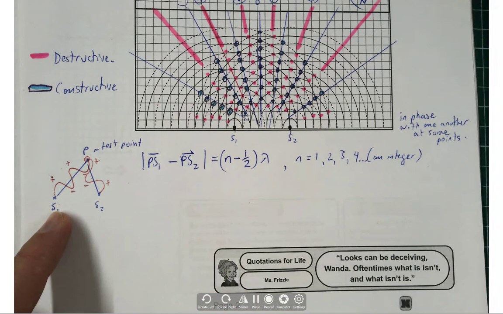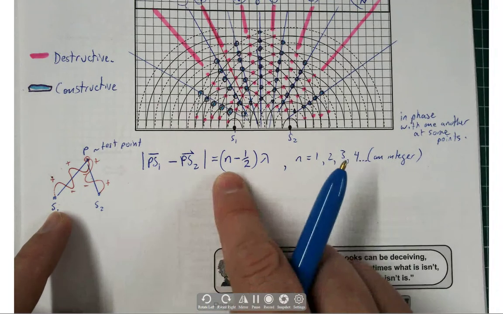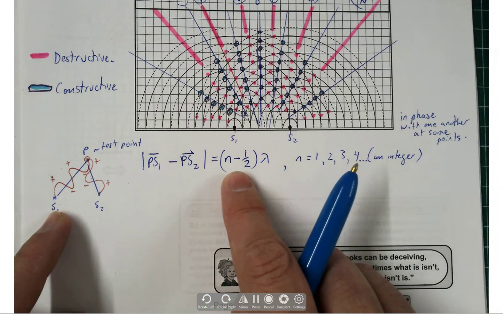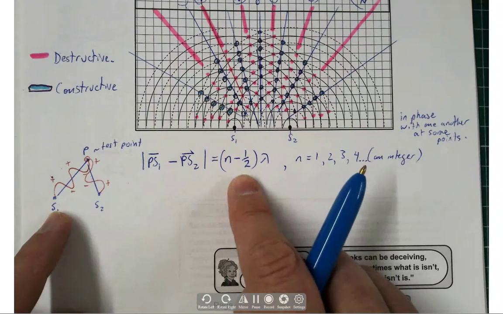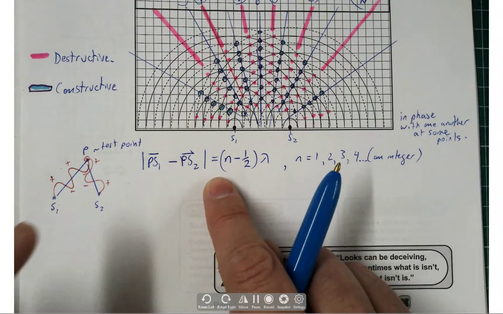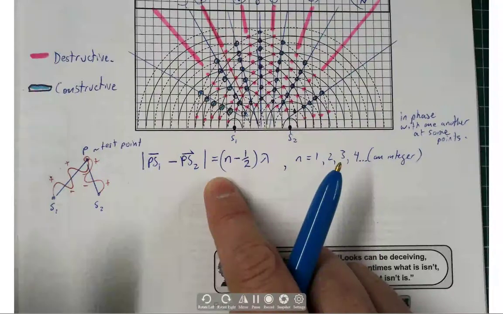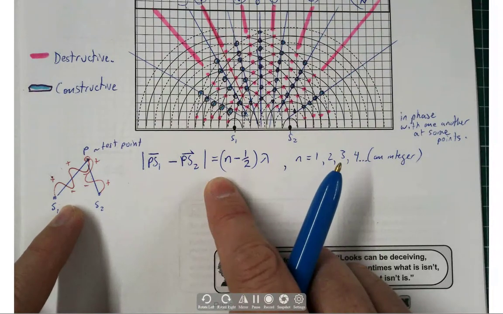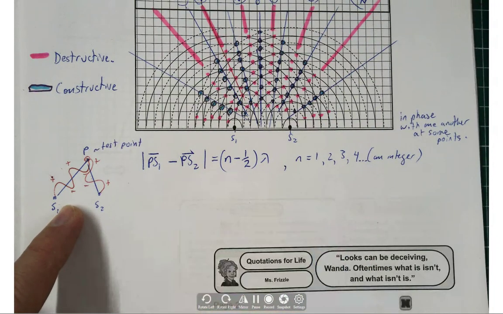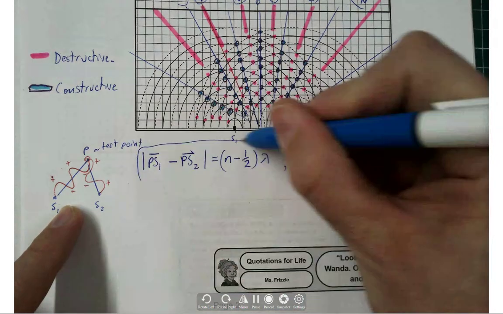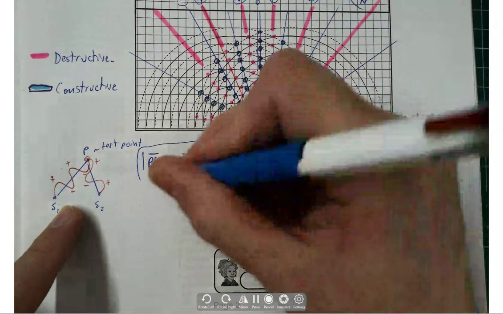Okay? So if n equals 1, n minus a half is a half. If n equals 2, 2 minus a half is 1.5. 3 minus a half, you'd be phase shifting it by 2.5 wavelengths. Every time you phase shift it by a half, 1.5, 2.5 wavelengths, they're going to line up so that destructive interference occurs. And so that's what that condition is telling us. We're saying this condition is the condition for destructive interference.